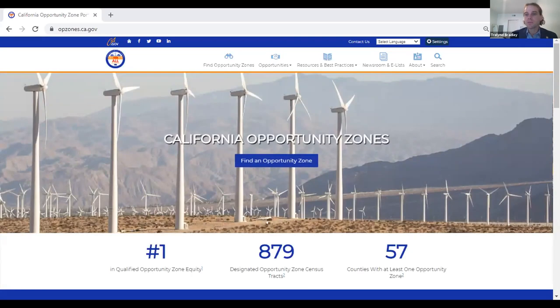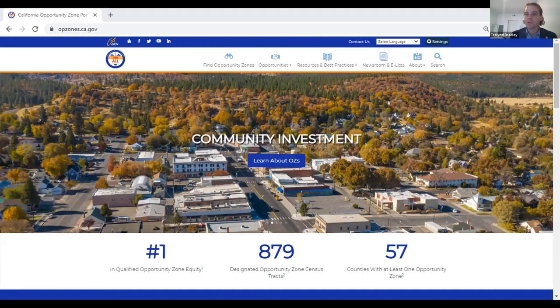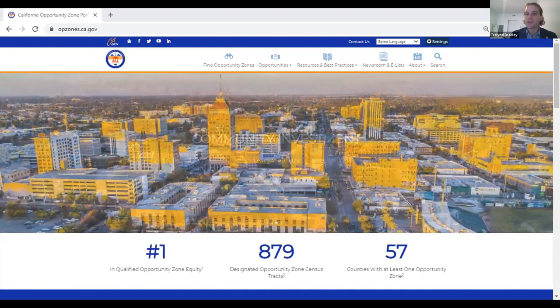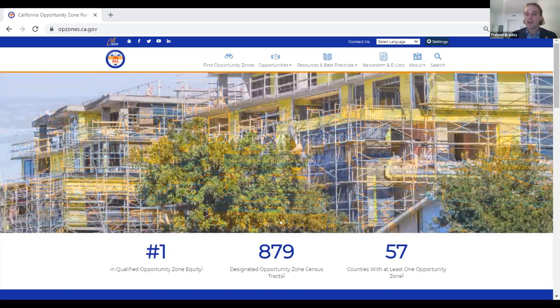And then, of course, also updating our mapping tool to include more types of incentive overlays, to be able to see where Opportunity Zones fall in the same place as California state programs and investments.